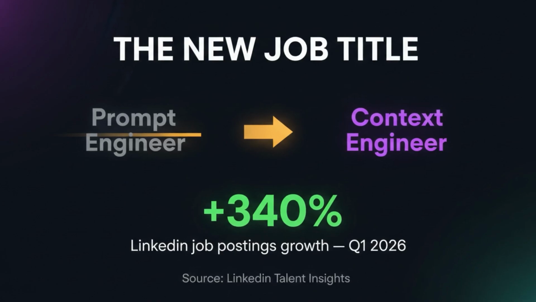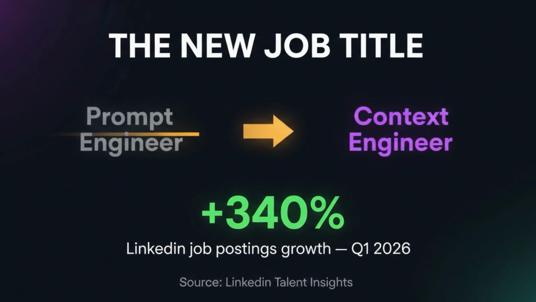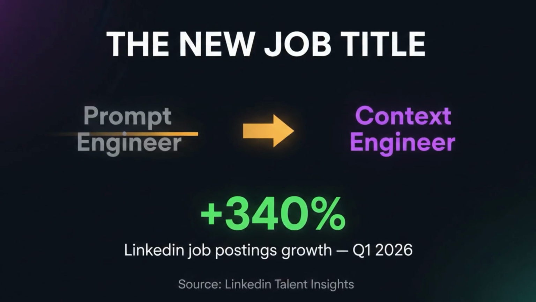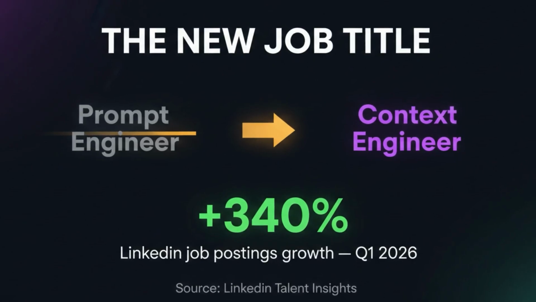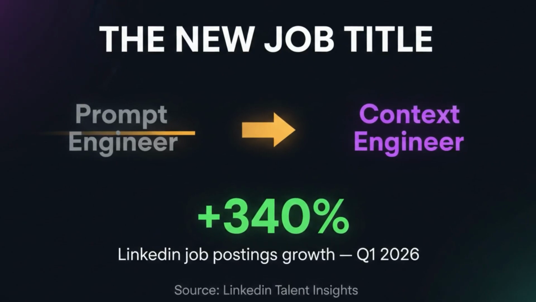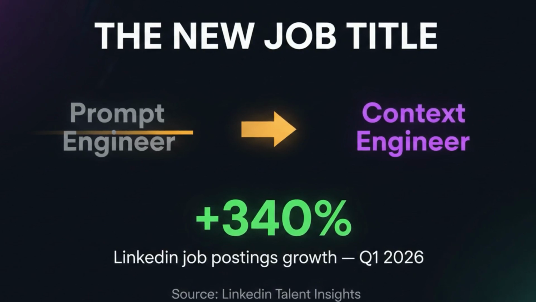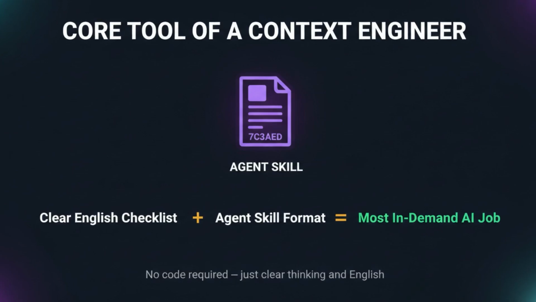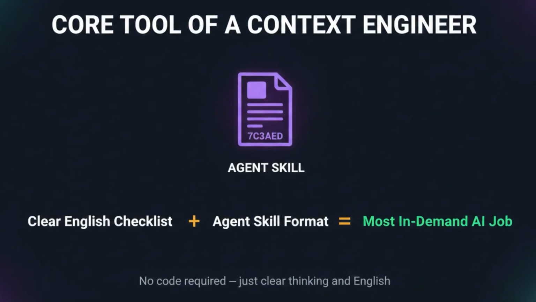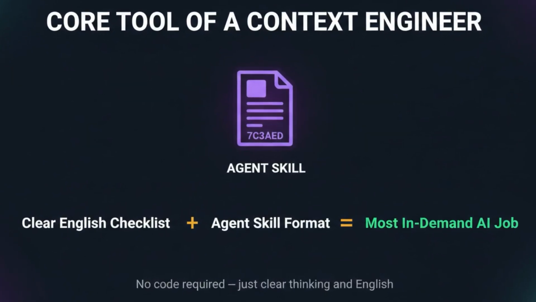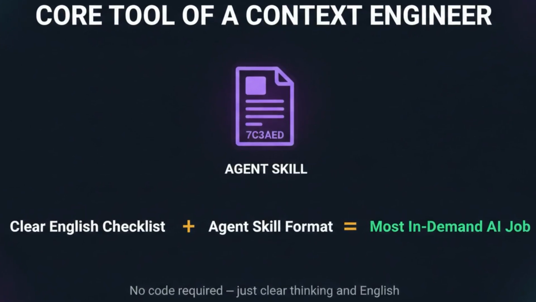LinkedIn caught on faster than I expected. Job postings mentioning context engineering, which is the discipline of designing these instruction files for AI agents, jumped 340% in Q1 of 2026. The old job title was prompt engineer. The new one is context engineer. And the core tool of a context engineer? The agent skill. If you can write a clear checklist in English, you already have the foundation for the most in-demand AI job of the next 2 years.